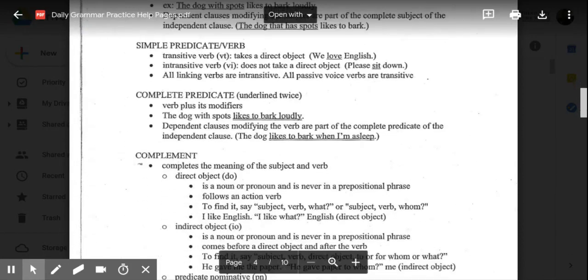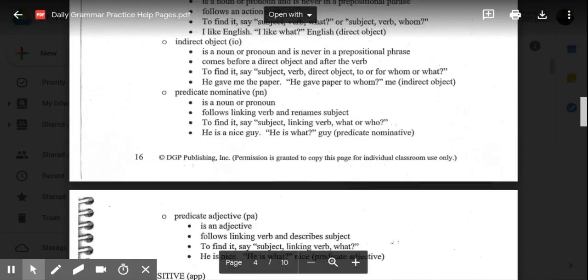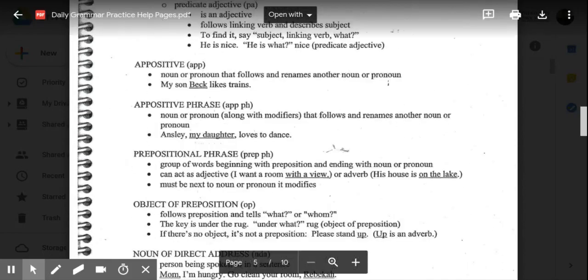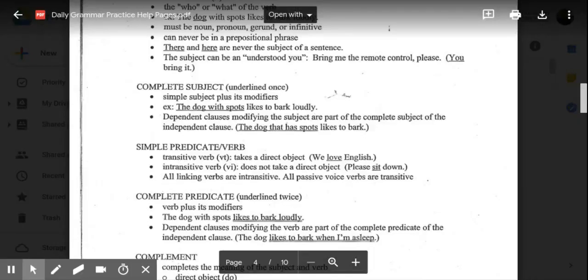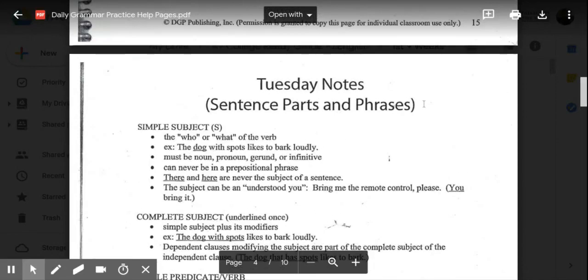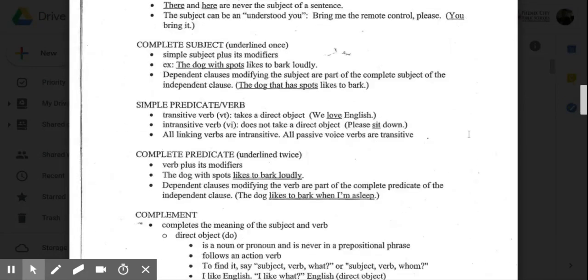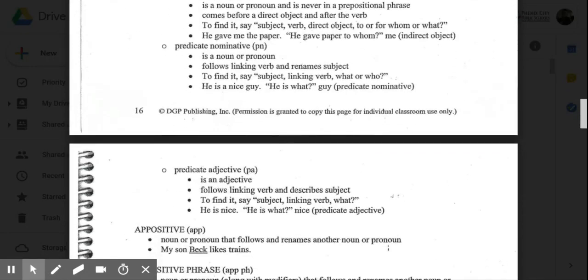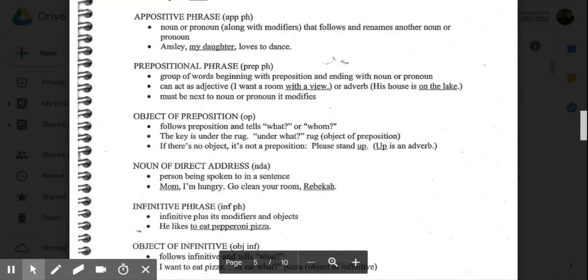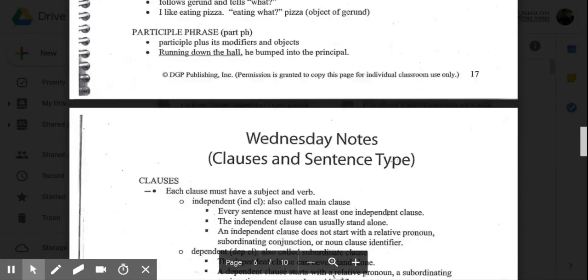Tuesday's usually the hardest day for kids because they don't know what to label and what not to label. That's why it's very important that they add my order of operations. I've asked them to write that at the top of their help pages here or here, and then that way they know these are the things that I have to label in order. And when students use that order of operations, they're much more successful with Tuesday's work.